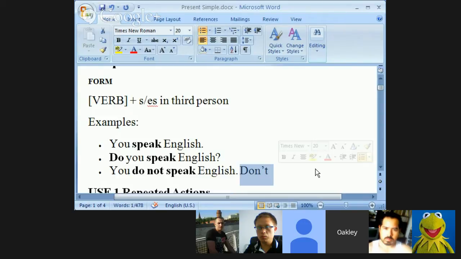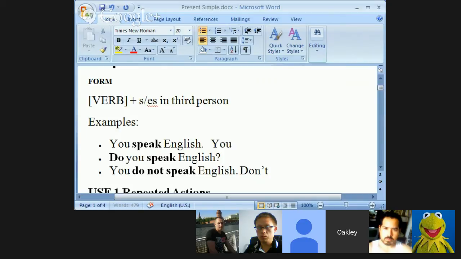Okay, well, that's basically how we form it. Now, before somebody asks me, because somebody always does, this first example here, you speak English. Okay, that's how we form the present simple in this regular statement.